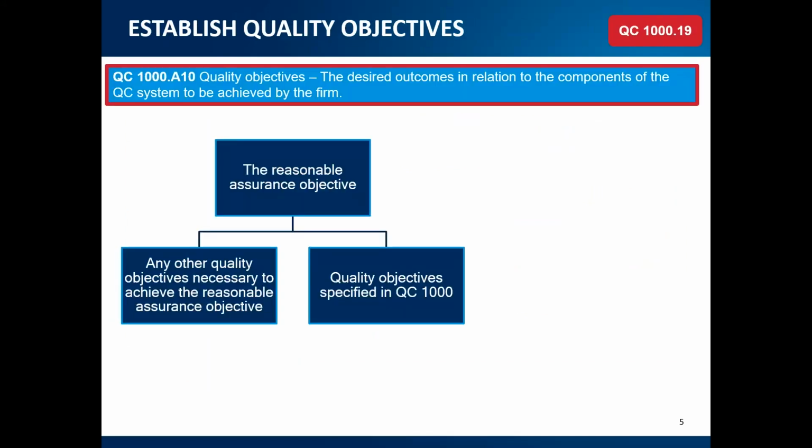QC 1000 requires all firms to establish quality objectives. These are defined in the standard as the desired outcomes in relation to the components of the QC system to be achieved by the firm.